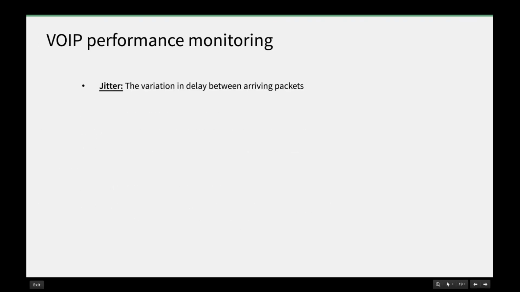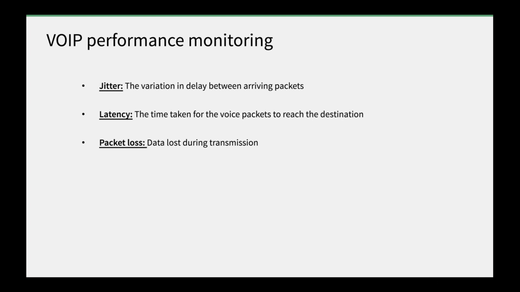Similarly, you can also monitor the VoIP performance. So you can monitor the jitter to understand the variation in delay between the arriving packets. You can also monitor the latency to understand the time taken for the voice packets to reach the destination. And you can monitor if there is any packet loss during the transmission, and the mean opinion score. You can also monitor the standard for measuring codecs, and it's rated on a scale from 1 to 5.